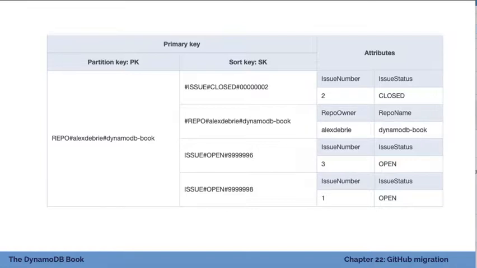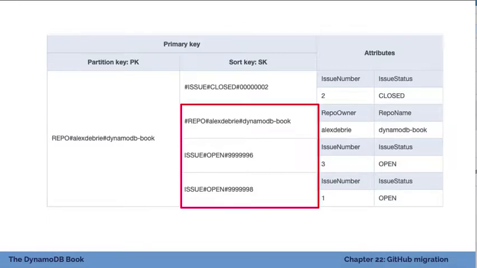Here's an item collection for that DynamoDB book repo. You can see that we have a closed issue, we have the repo, and we have 2 open issues. If you look right there, we can go and fetch the repo and the most recent open issues as well. Even though they're going in an ascending fashion, you can see that the issue numbers are going in a descending fashion. That's because we're using that difference number there.